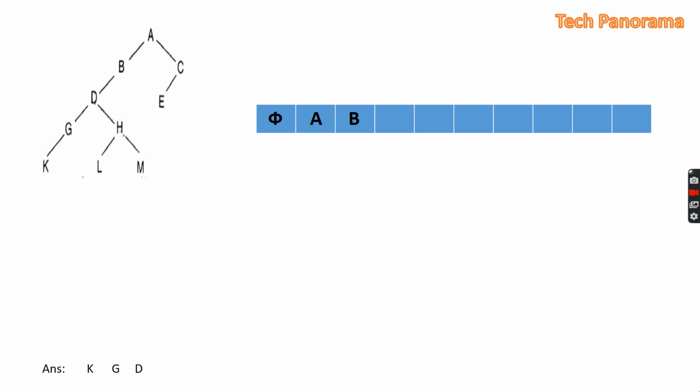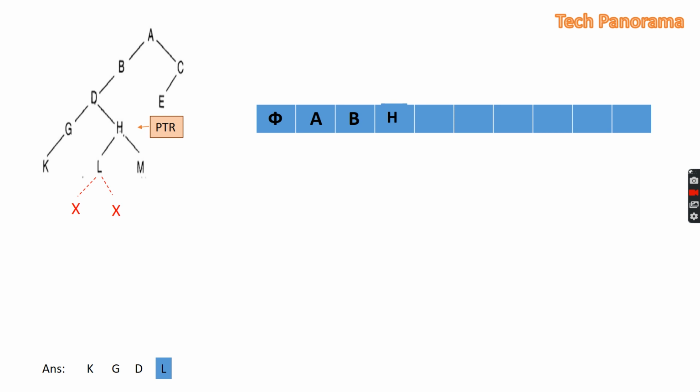As the D has a right element H, the PTR will be assigned to the right of D, that is your H. First we will push it into the stack, then we move to the left of H, that is your L. Now we will push L into the stack and check its left. As the L has no left child, we will pop the element. Now L will be popped from the stack and we will process the L and now check its right.